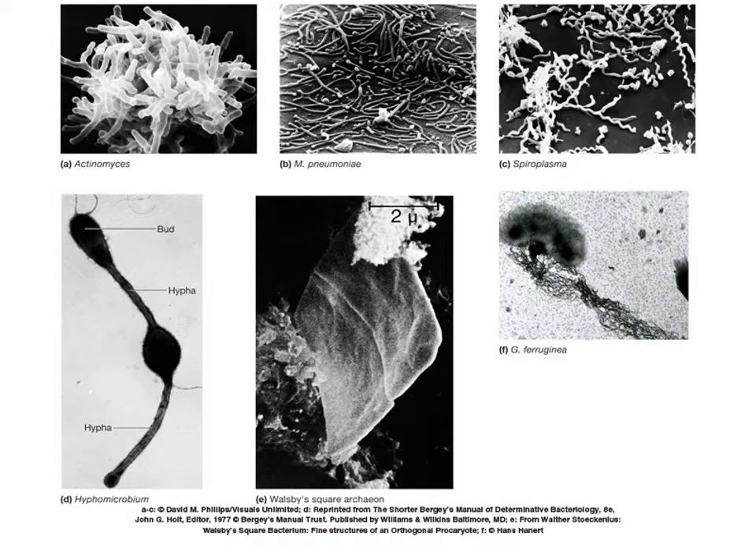The differences in shape and size can also be seen here with the actinomyces in A. This group of bacteria more closely resemble fungi than they do bacteria. Mycoplasma pneumoniae in B, which is a group of bacterium that actually lack cell walls, so they're quite unique in that respect. You can see the spiral-shaped spiroplasma in C, and also the very unique square-shaped Walsby's square archaean in E.